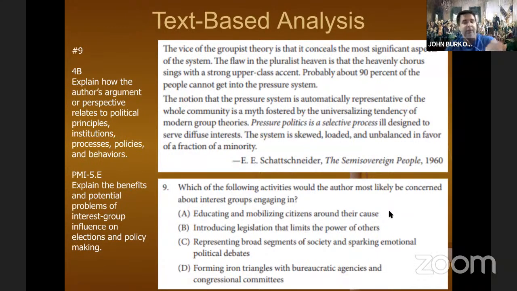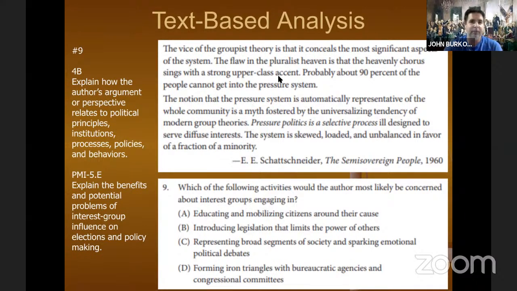Perhaps, maybe. Representing broad segments of society and sparking emotional political debates. No, we want that. I wouldn't be concerned about that. We want broad. Yes, please. Forming iron triangles with bureaucratic agencies and congressional committees. That sounds like the more concerning one.